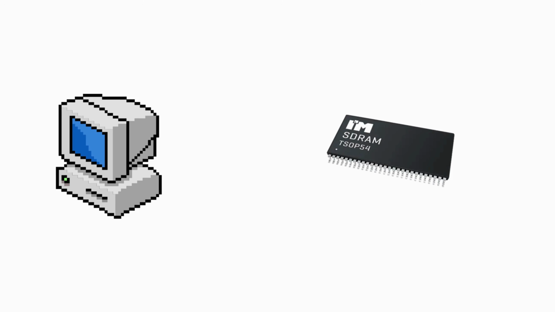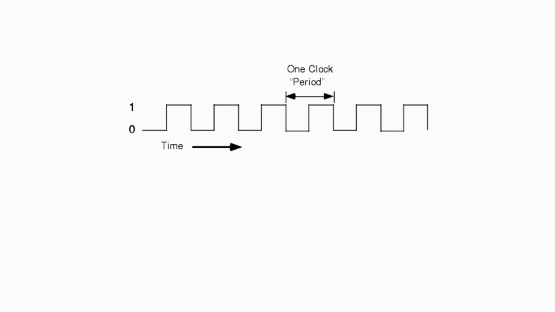Before we jump into DDR, let's quickly talk about where it all began. Back in the 1990s, computers used something called SDRAM, or Synchronous Dynamic Random Access Memory. SDRAM was revolutionary because it synchronized with the system clock, making data transfers more predictable. But there was a problem. SDRAM could only transfer data once per clock cycle, which was becoming a bottleneck as processors got faster.